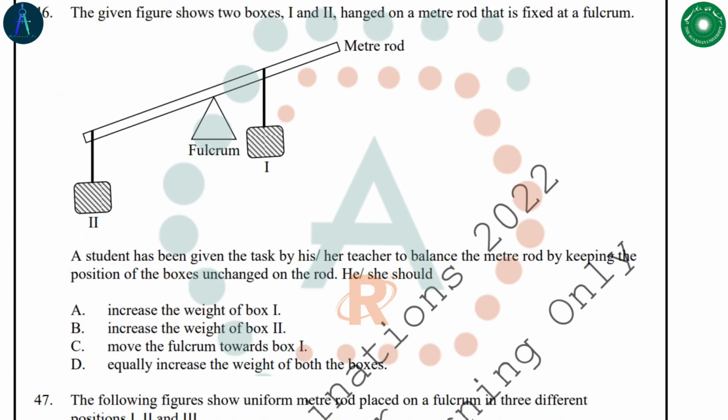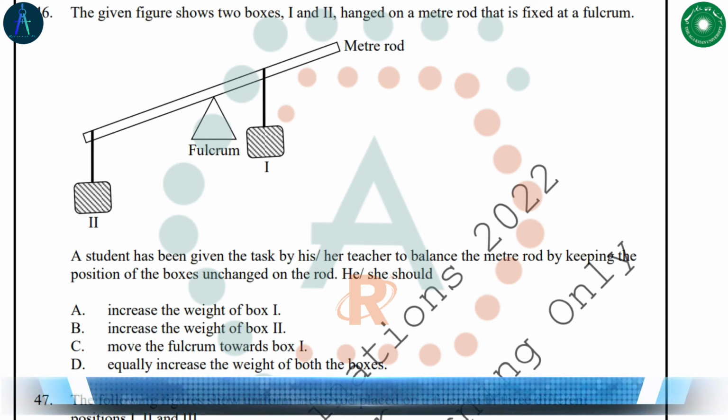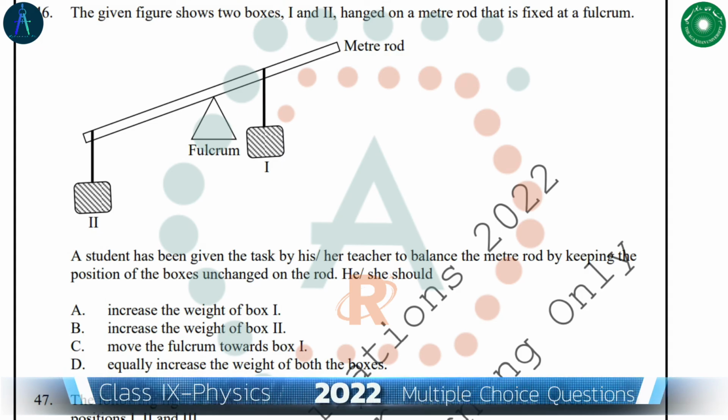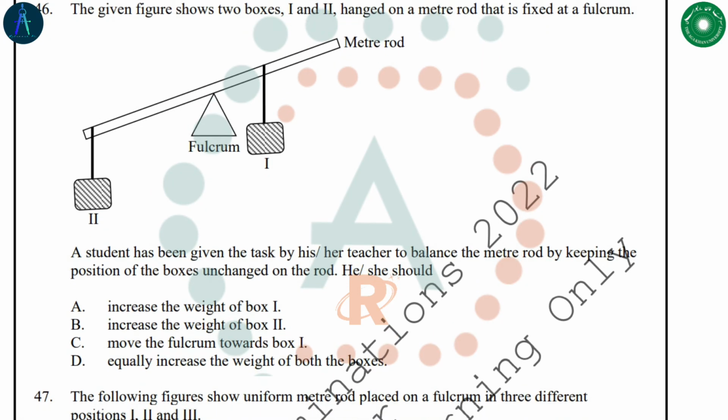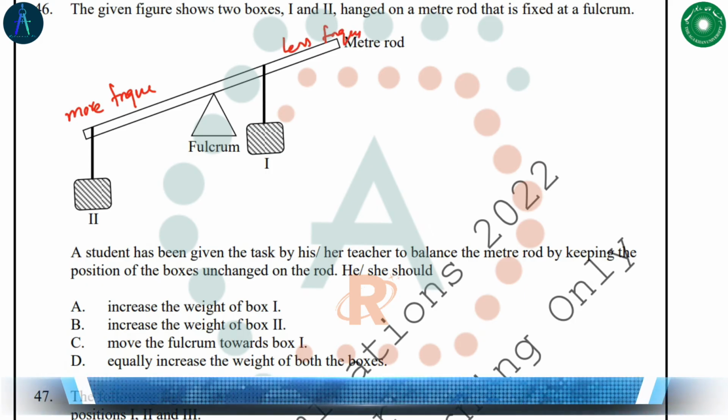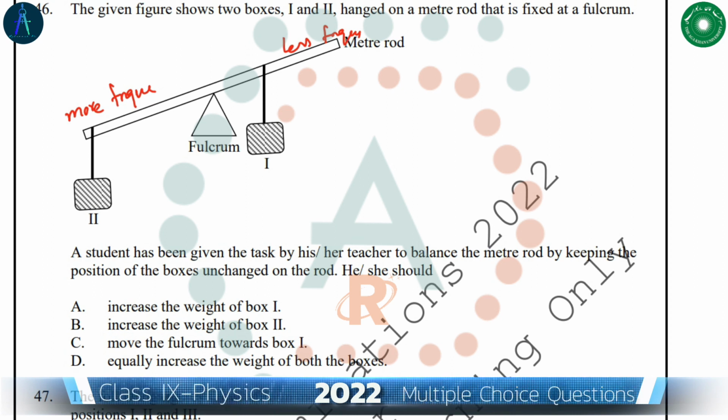Then we have question number 46. The given figure shows two boxes 1 and 2 hanged on a meter rod that is fixed at a fulcrum, and we can see this meter rod is not balanced. On this side the torque is more as compared to the right side. So here we have more torque and here we have less torque. A student is given the task by their teacher to balance the rod by keeping the position of the boxes unchanged. So, what should he or she do?